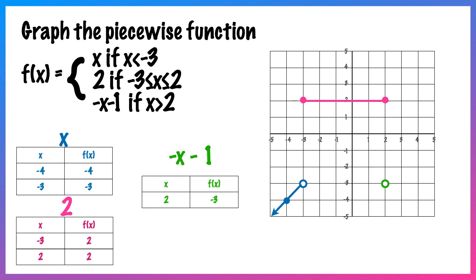Now we're going to plug in a value greater than 2. I'm just going to use 3, but you can use any value greater than 2. Negative 3 minus 1 gives me negative 4, so we'll go ahead and plot that, and then we'll connect them with a line. And that's pretty much all there is to graphing piecewise functions.